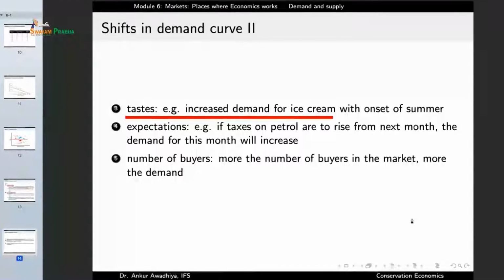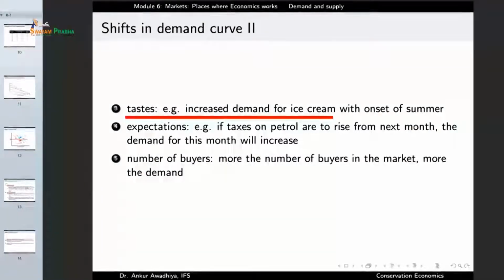Other things include expectations. If taxes on petrol are to rise from the next month, the demand in this month will increase, because people expect that next month, because of increased taxes, we will have to pay more for petrol. So why not fill our tanks to the brim? So the demand in this month, in the current month, will increase if people are expecting the prices to go up. Similarly, if you expect that the price of any product is going to increase in the future, you will try to hold more and more of that product.